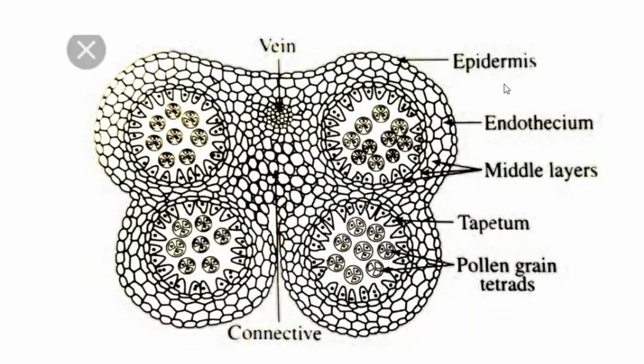Then endothecium is the second layer. It helps in dehiscence of the anther. And then the third is the middle layer, which supplies nourishment to the sporogenous tissue. And last is the tapetum, which provides nourishment to the pollen grain. It also helps in the formation of enzymes of the pollen grain. It also secretes a special type of protein which helps to decide compatibility of the pollen grain.